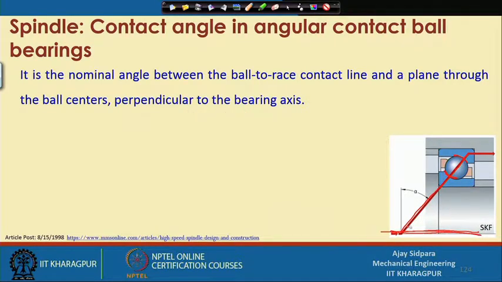Perpendicular to the bearing axis. So, this is the ball center passing through that plane, and this is the bearing axis, and this is the perpendicular line to both the things, correct. So, the nominal angle between the ball-to-race contact line and a plane through the ball center. It is crossing here at this location and is perpendicular to the bearing axis. So, this particular angle is called alpha.